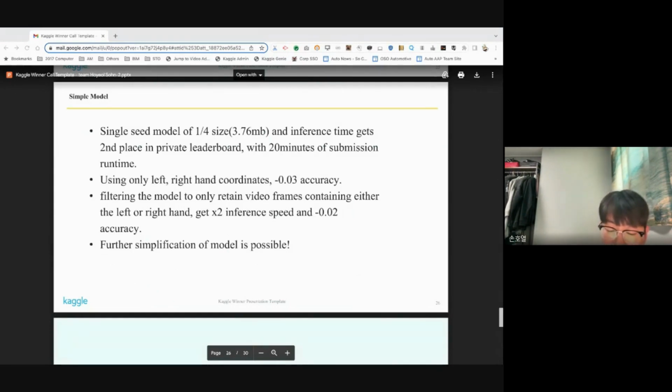If only the left and right hand landmarks are used, the accuracy drops about 0.03. When filtering the input sequence to only include frames containing the landmark from the left or right hand, I could see a speed improvement of approximately 2 times, and the accuracy dropped by about 0.02. I believe there are several other ways to shorten inference time without sacrificing accuracy very much. Next slide.